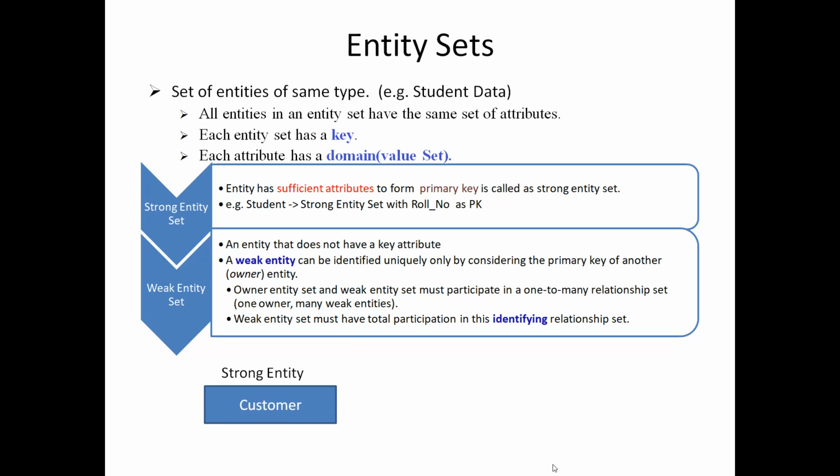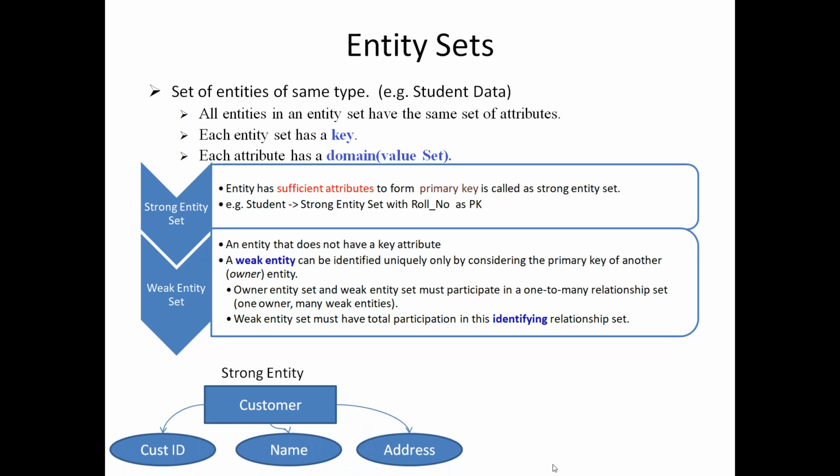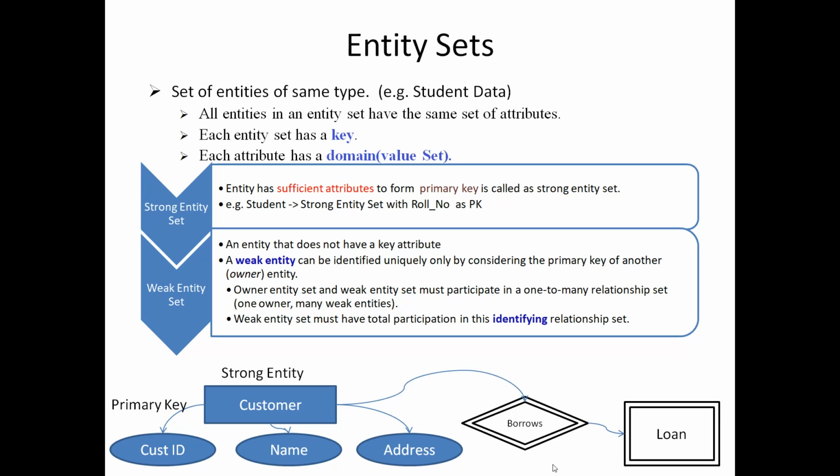So let's look at what it really means. The strong entity is customer, right? Why strong? Because I can always identify a customer with a customer ID, and these could be attributes of my strong entity: cust ID, name, address. Now this customer, let's say being a bank customer, can always borrow a loan from the bank, right?